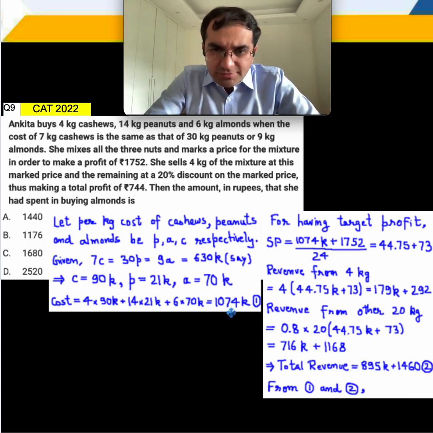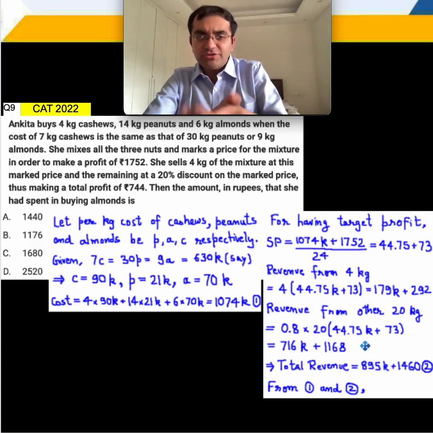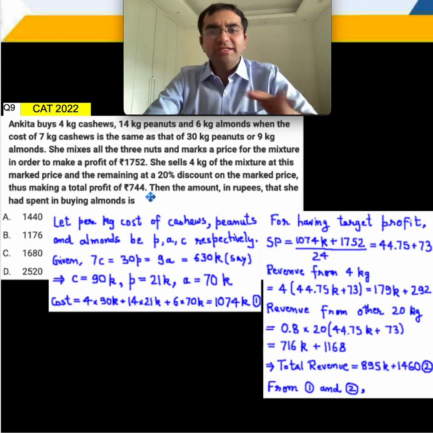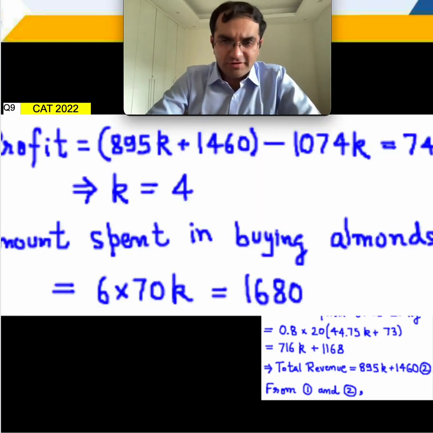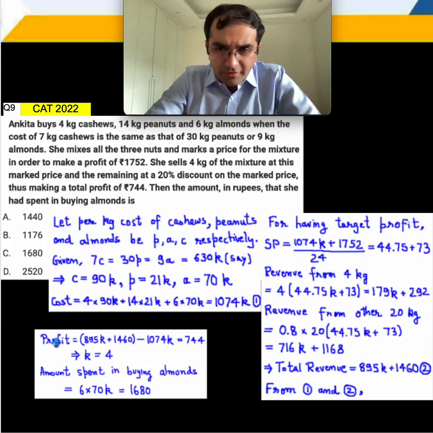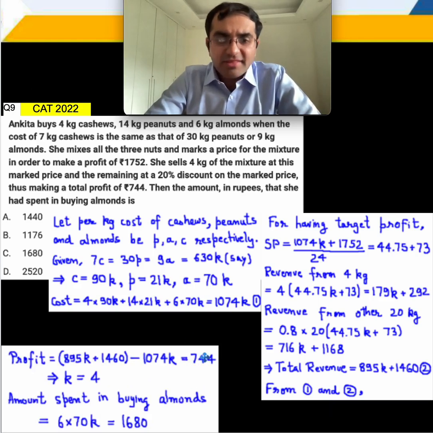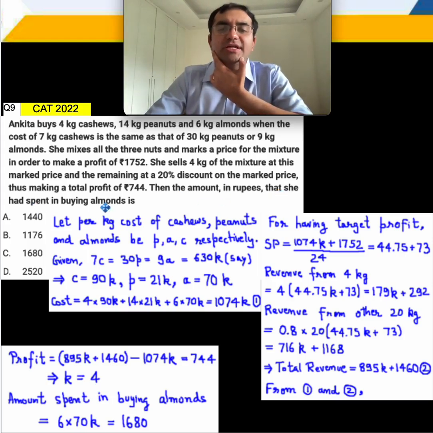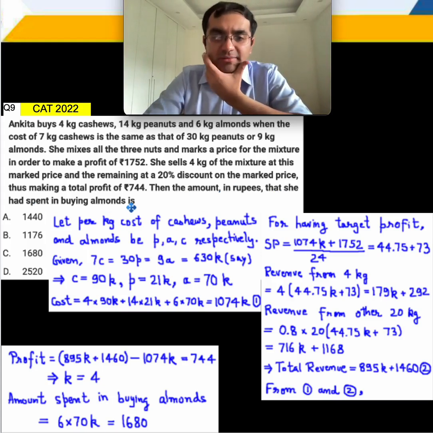This is the cost price. By selling for this much, which costed this much, the question says that making a total profit of rupees 744. So SP minus CP equal to profit से K का value निकाल लेते हैं फटाफट. There you go. Profit is equal to the revenue. Here is the revenue in equation 2. Minus the cost price 1074K is equal to 744. That is your profit. Solve this, you get the value of K. Then the amount in rupees that she had spent in buying almonds is, almonds कितने खरीदे थे?